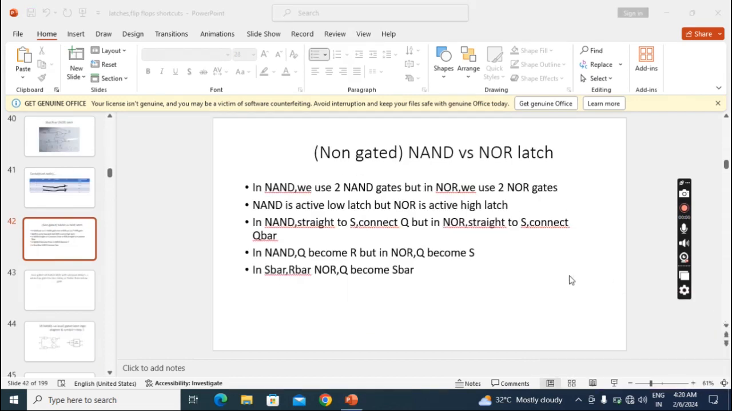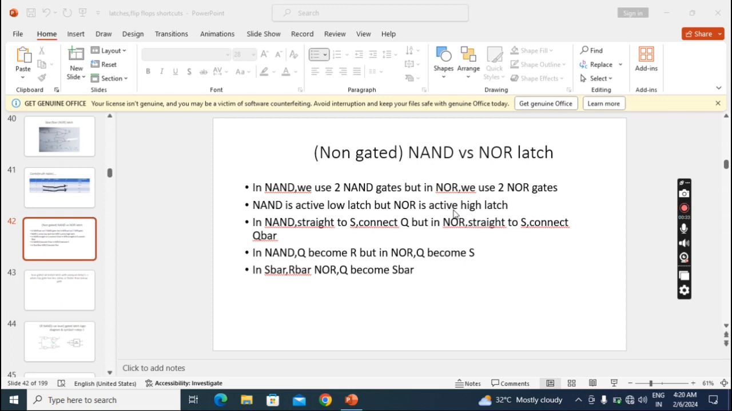In this lecture, we'll compare non-gated NAND and non-gated NOR latches. Suppose we take a NAND, it needs two 2-input NAND gates, and a NOR also needs two 2-input NOR gates. The number of gates and number of inputs are the same, but in NAND we use NAND gates, and in NOR we use NOR gates. We call NAND an active low latch, but NOR an active high latch.